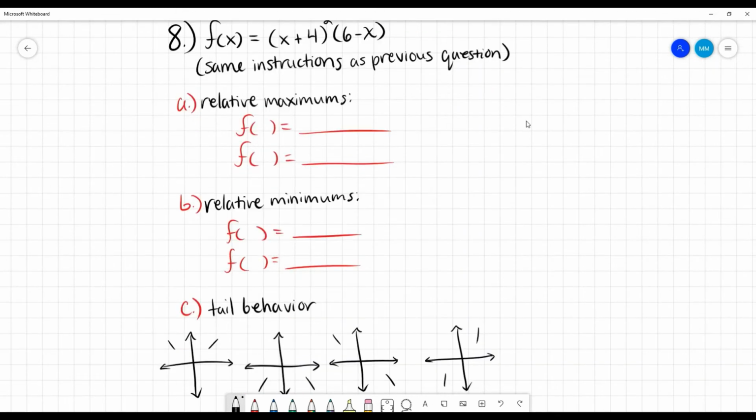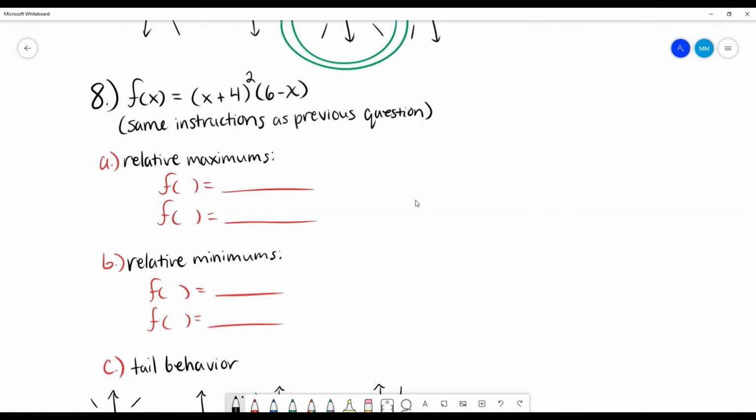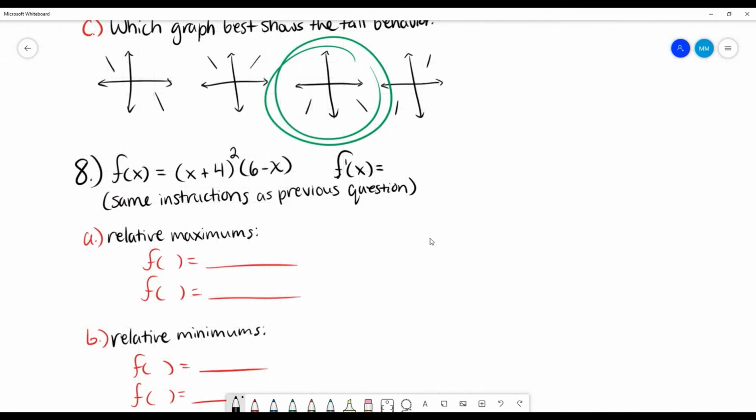And now number 8 is the same type of question, but a different function. Yeah, I got lazy. I wrote just the same instructions as previous question. So we're going to go ahead and take that first derivative, which is a little trickier. I think I'm going to go ahead and distribute that out first. So that's going to be x squared plus 8x plus 16 all times 6 minus x.